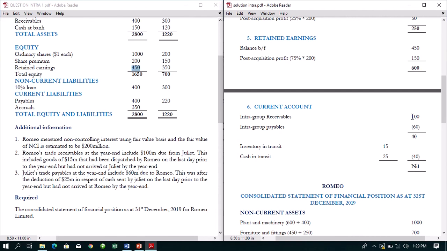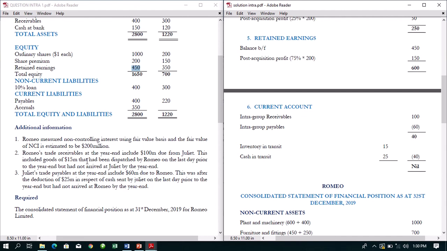But coming to additional note 3, we are told that Juliet trade payable includes 60 million. Now I said the payables and the receivables are expected to always be the same, but in this case receivables is 100, payable is 60. There is a problem because the difference is 40, and I explained earlier that the difference in your current account can be as a result of two things. It can either be inventory in transit or cash in transit. Let us investigate this difference.